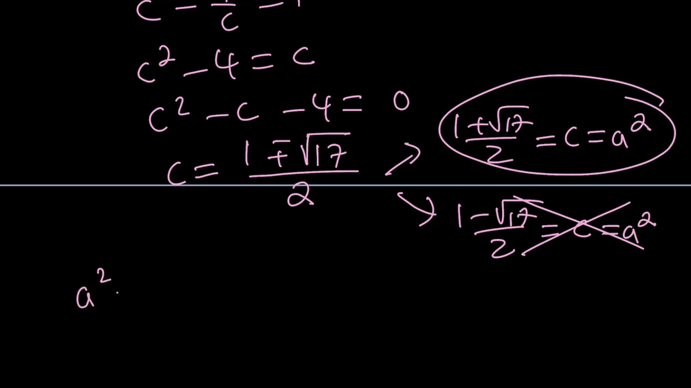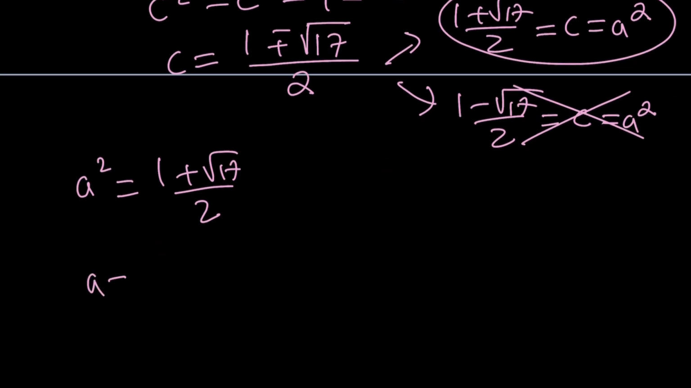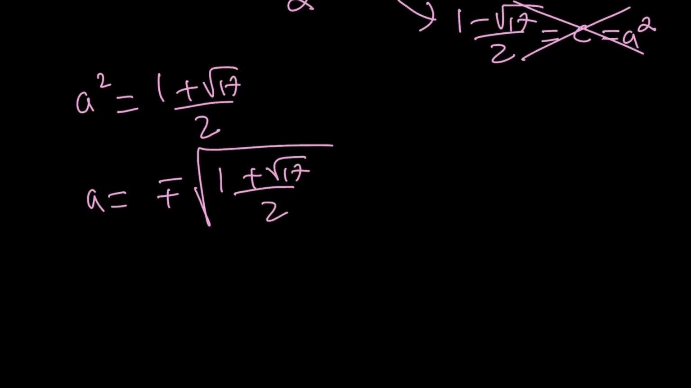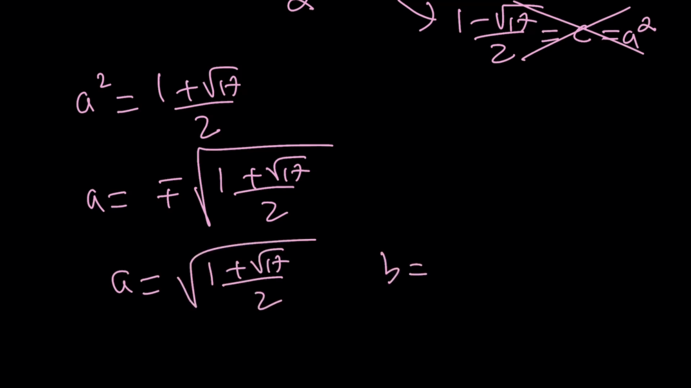a squared is 1 plus root 17 over 2. And then from here, a is going to be plus or minus the square root of that number, right? So one of them is going to be positive. The other one is going to be negative. And when you multiply them, that's going to give you 2. So if a is taken to be the positive one, then b is going to be the negative one. Inside, they are the same. They're just opposites. a and b are opposites. So in other words, a plus b, I think, is 0. Is that the case?